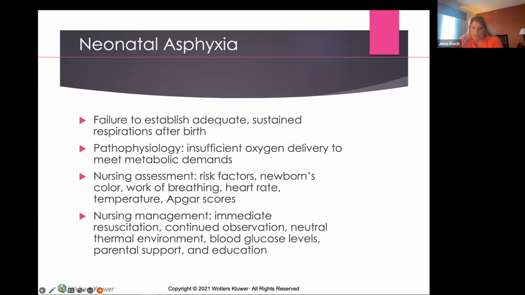And remember APGAR scores. APGAR scores are telling us, what are APGAR scores telling us? Anybody know?